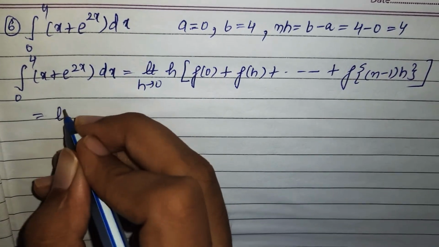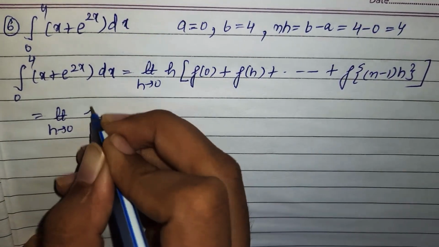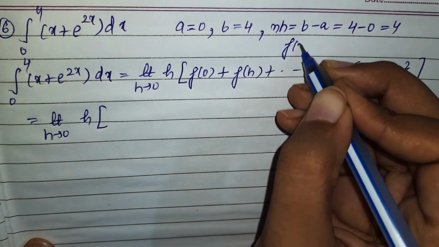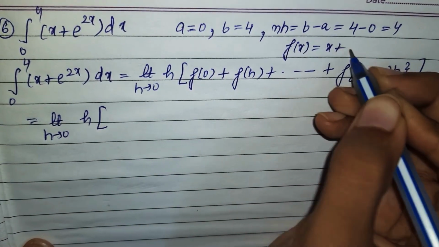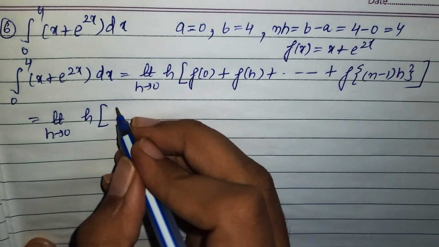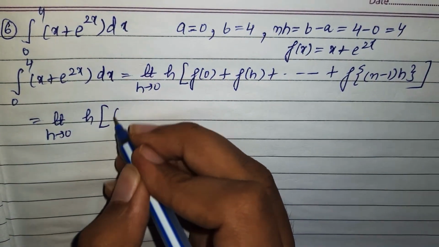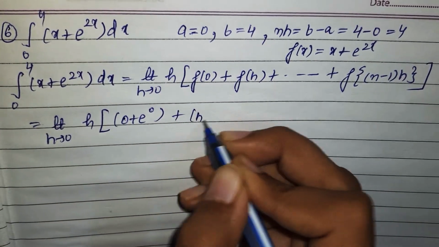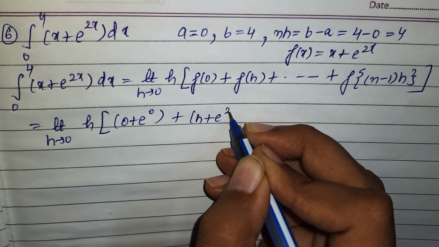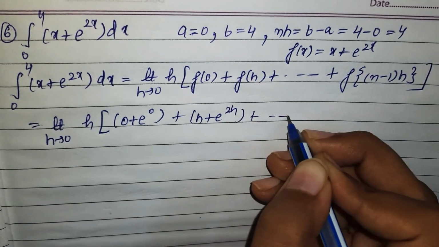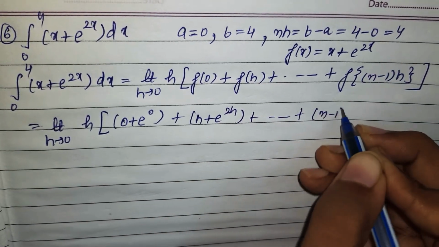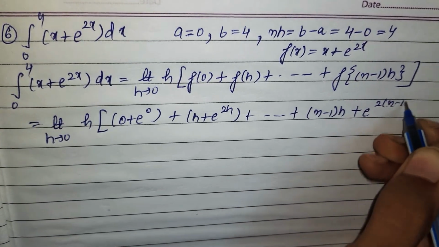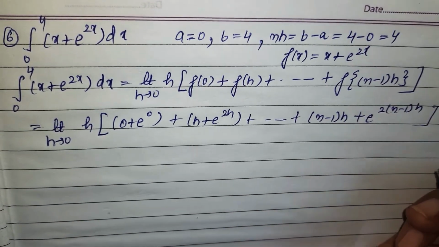So limit h tends to 0, h, f of 0 means f(x) is what? f(x) is x plus e raised to the power 2x. So that means I am having 0 plus e raised to the power 0, then I am having h plus e raised to the power 2h, then I am having (n minus 1)h plus e raised to the power 2(n minus 1)h. So I am getting this.